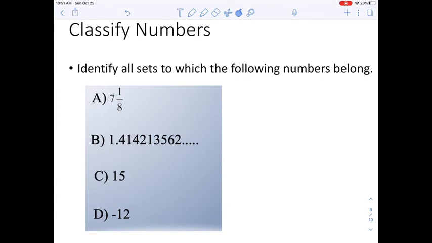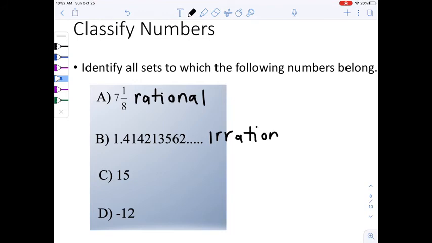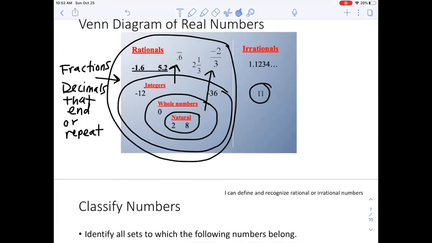So we're going to practice that. It says identify all sets to which the following numbers belong. So 7 and 1/8. Well, it has a fraction to that, so I know it's not natural, it's not whole, and it's not an integer, but it is a fraction, which means this is rational. Letter B is 1.4142, and so on, repeating. Well, that goes on forever, it doesn't end, doesn't repeat. So it is irrational. And we know it goes on forever because the ellipsis indicates that it doesn't end.